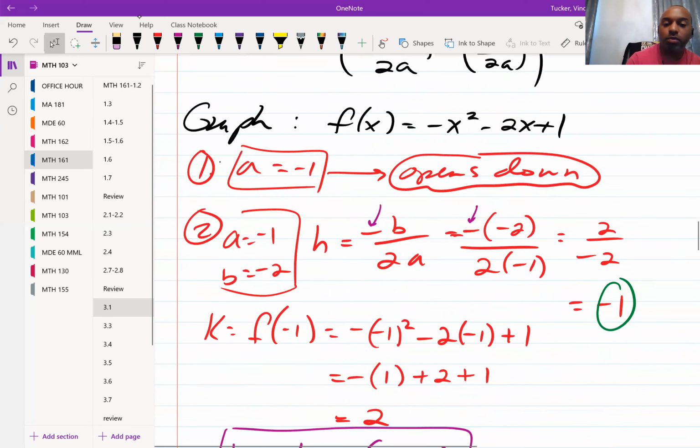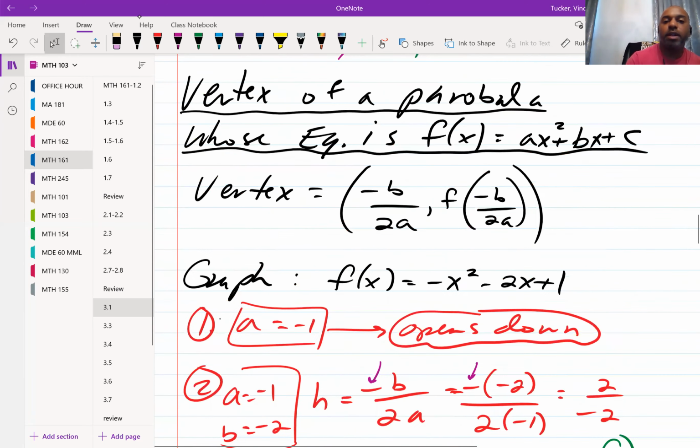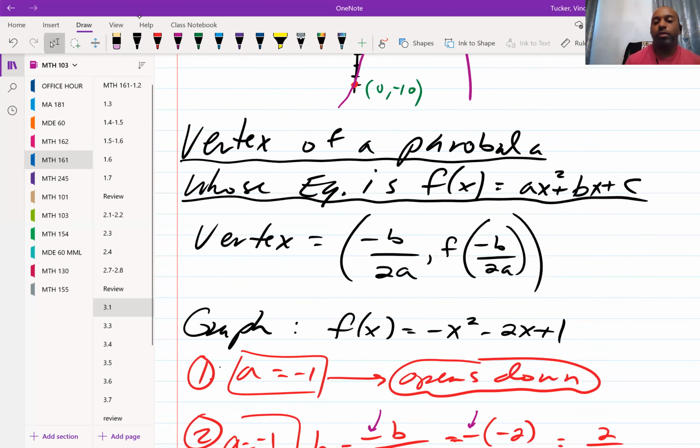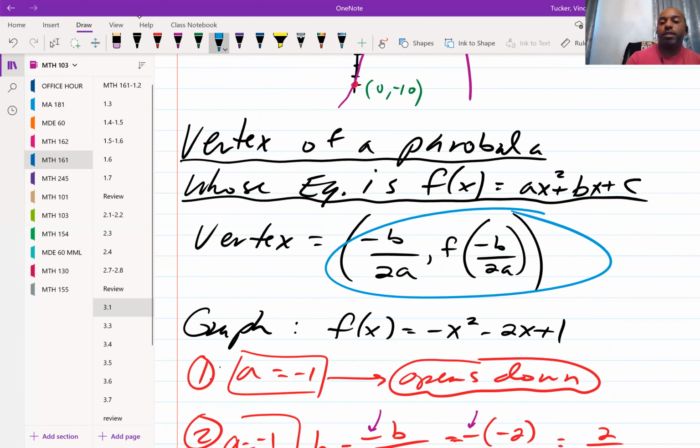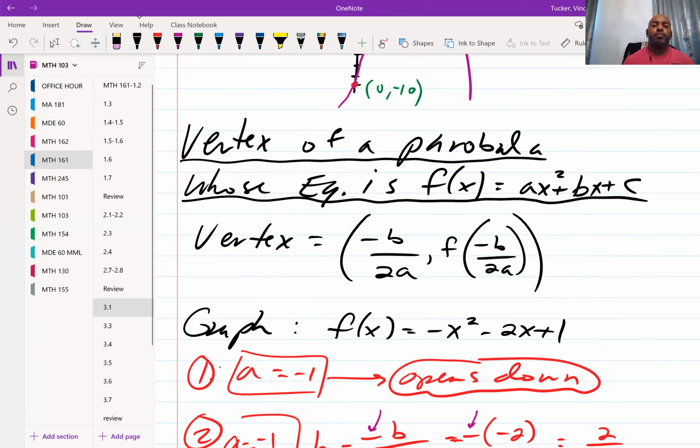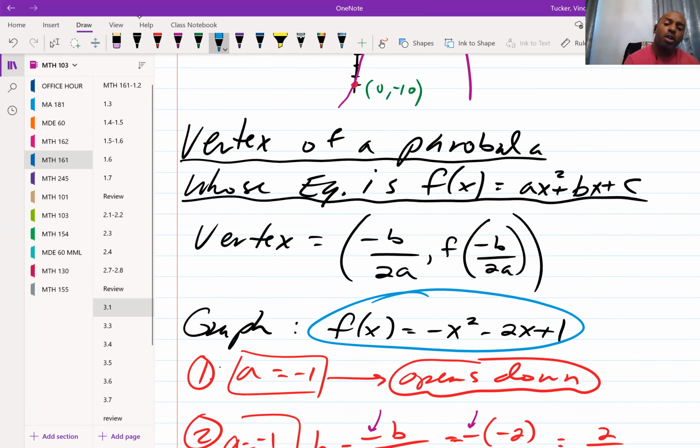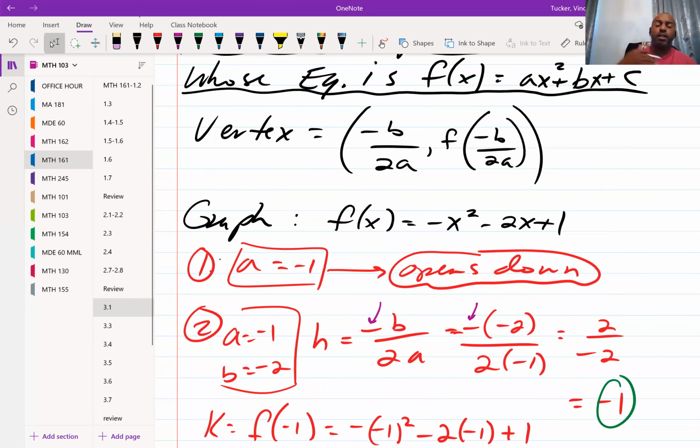Let's see, did I do the whole thing? Yep, did the whole thing. All right, so let's take this and do the same steps. So now I'm going to find my vertex using this method. So we see a in this function right here is -1. So that means our parabola is going to open downward. Now, if I want to find the x component of my vertex, which is h, I would use this -b over 2a. So b is -2, a is -1.